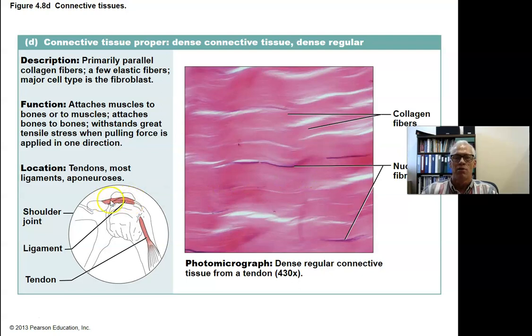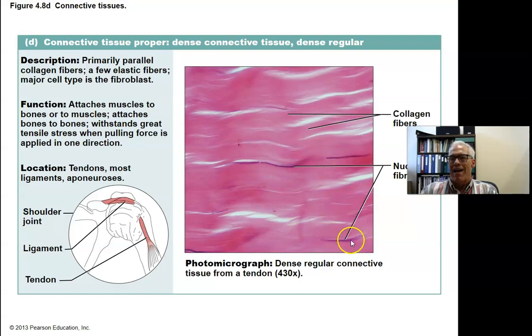Ligaments are similar applications of dense regular connective tissue attaching bones to bones. Joints are inherently unstable, meaning they're not very strong compared to the bones that they attach to, and so ligaments help stabilize the connections between the bones so that joints can only move in a prescribed manner, prescribed planes and directions. So ligaments connect bones to bones, typically forming a type of joint in each case.